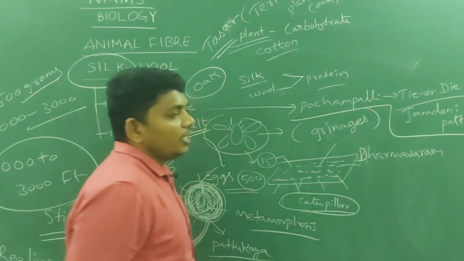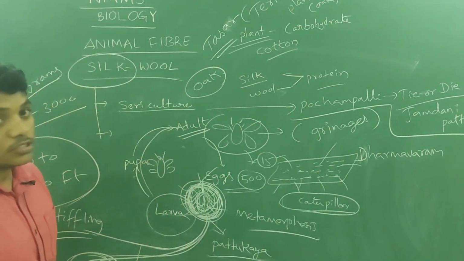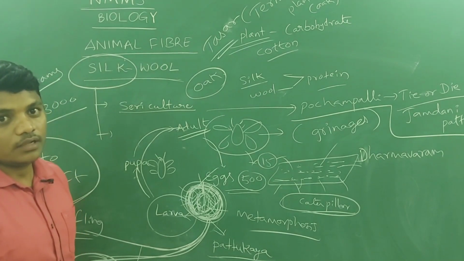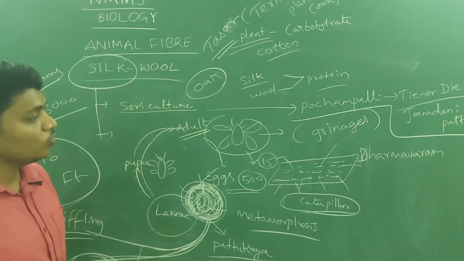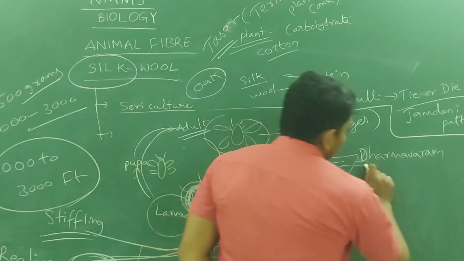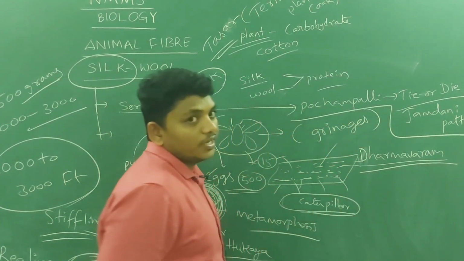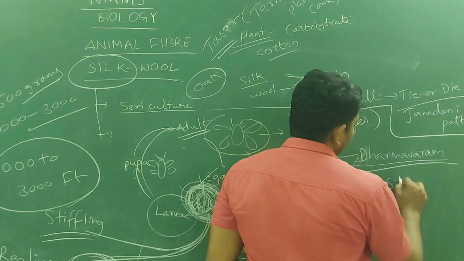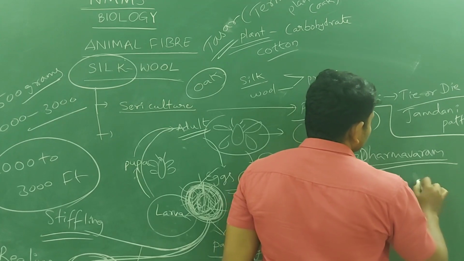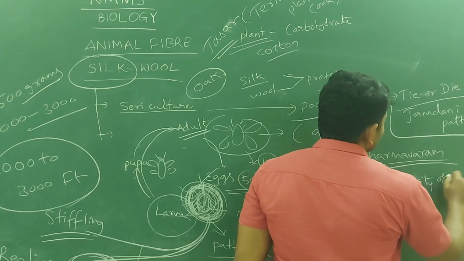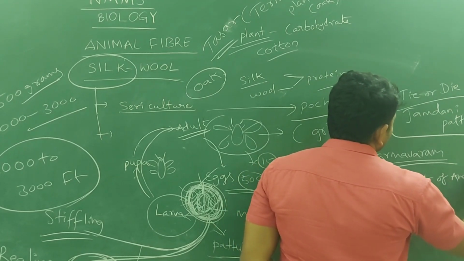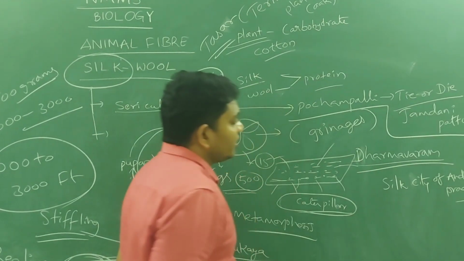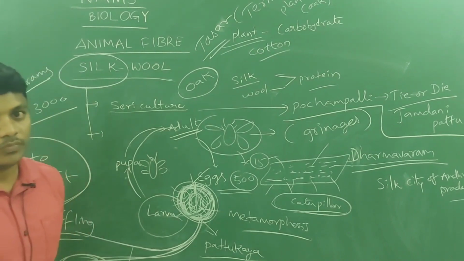Dharmavaram is a village in which sericulture is mostly happening. Sericulture rearing is mostly happening in Dharmavaram. So this is very famous for silk in Andhra Pradesh. This is also called the silk city of Andhra Pradesh. So silk city of Andhra Pradesh is nothing but Dharmavaram.